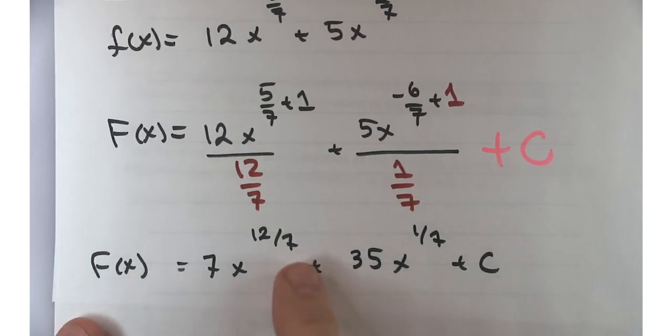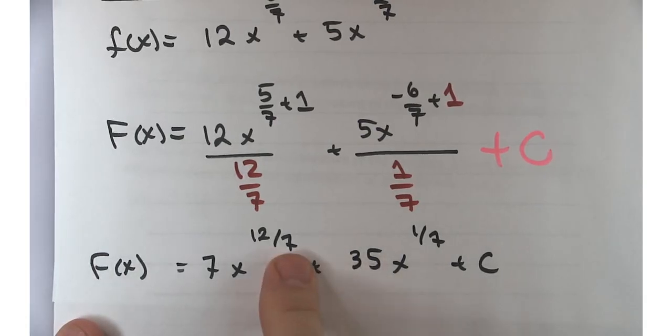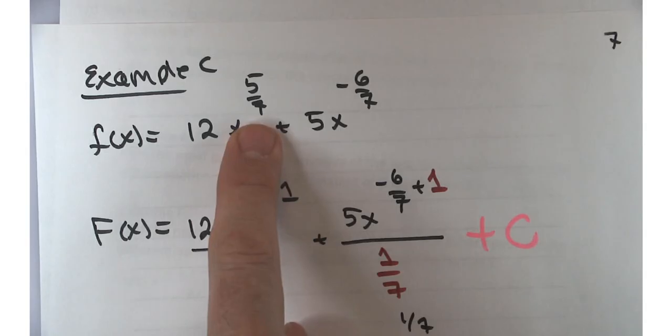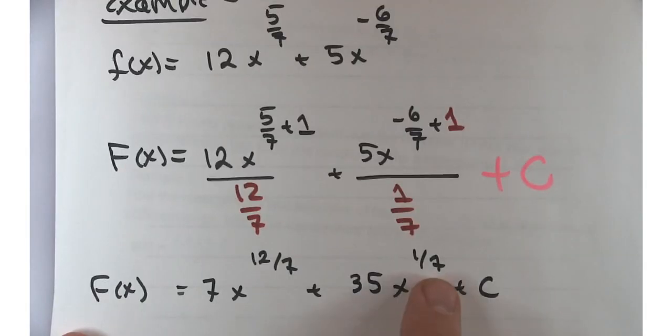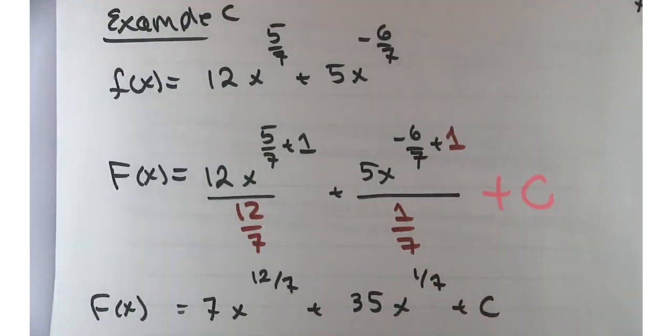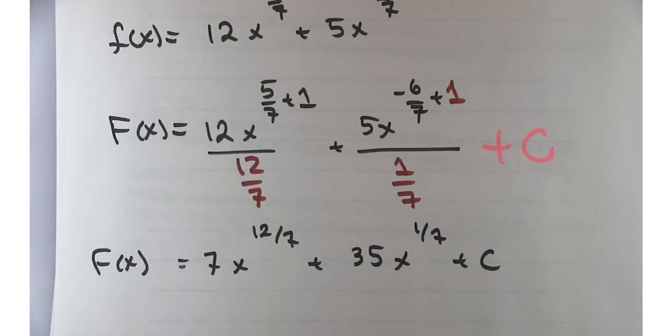So if you differentiate this, you get 12/7 times 7. Well, the 7s will cancel and leave you with a 12. Subtracting 1 from that is going to give you 5/7. So we're looking good there. 1/7 times 35, likewise, is going to give you the 5. Subtracting 1 from 1/7 is going to leave you with negative 6/7. Derivative of a constant is 0, so that one's looking pretty good. Nice. Well done.